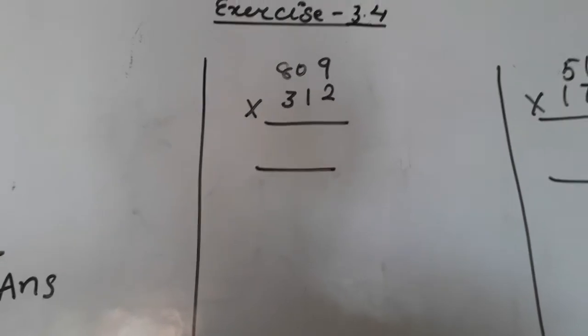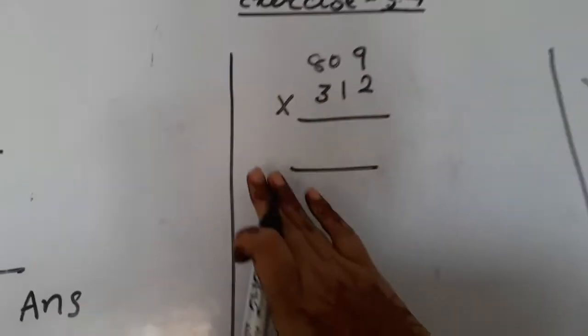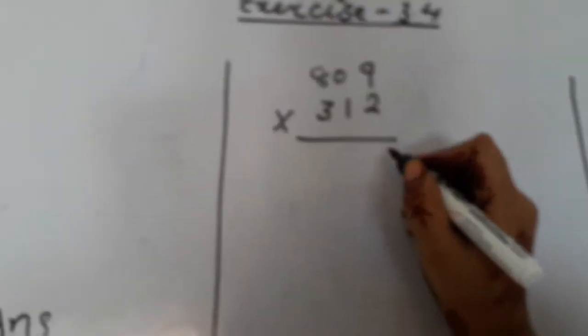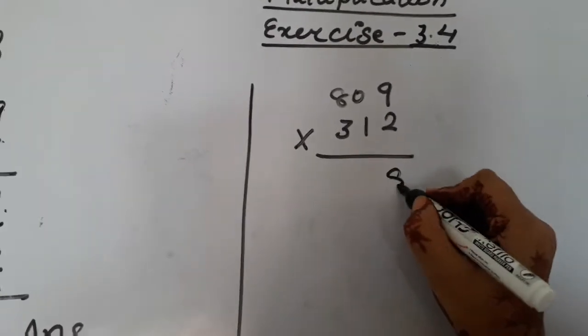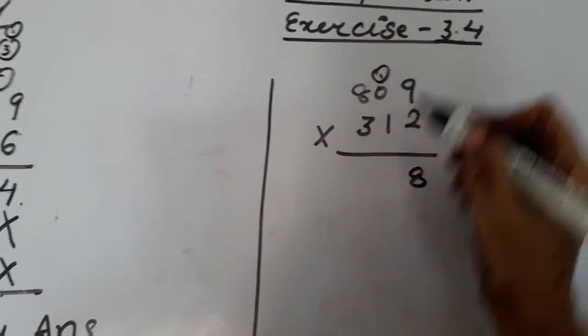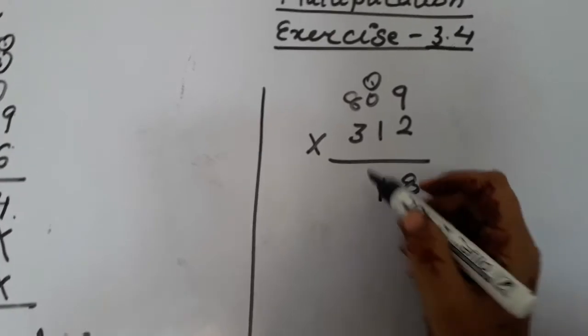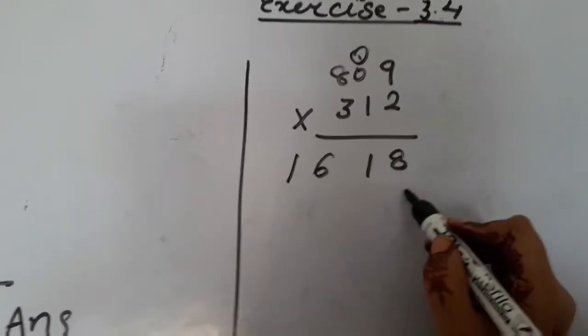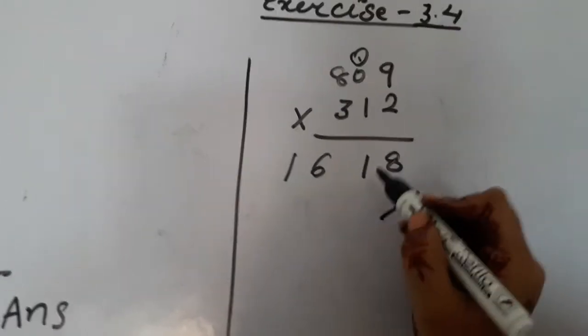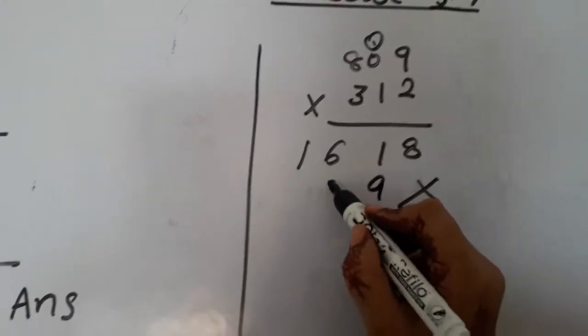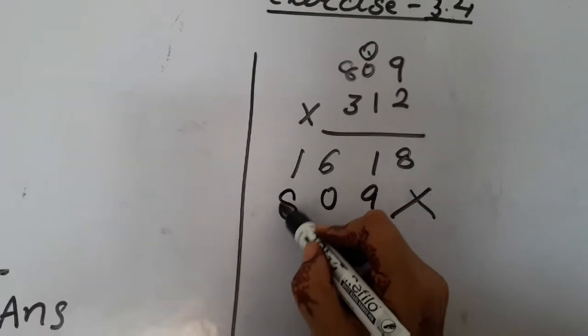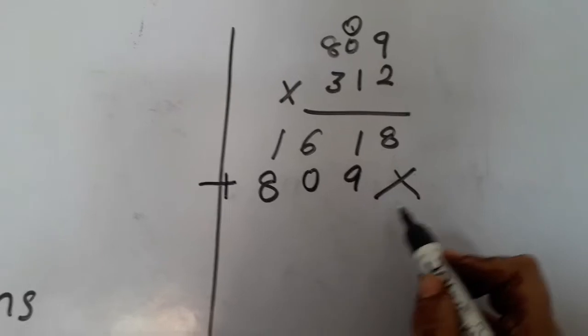809 multiplied by 312. Now again it's the turn of 2. 2 nines are 18. 1 goes on carry, so 1 is written here. 2 eights are 16. Now I have put a cross here. 1 nine is 9, 1 zero is 0, 1 eight is 8. Then I have put a plus sign.